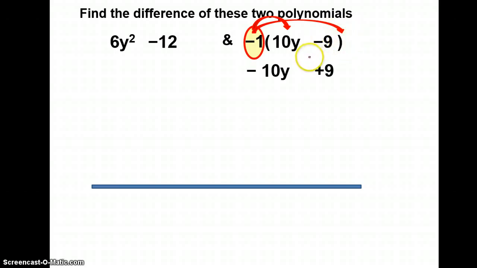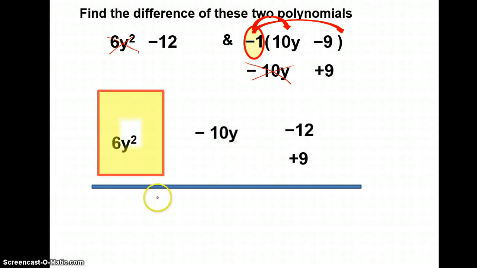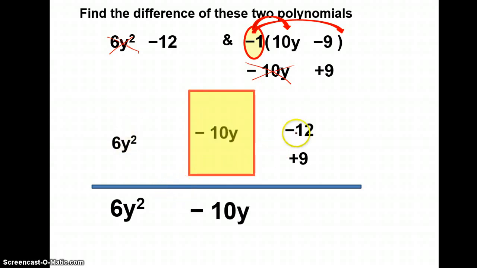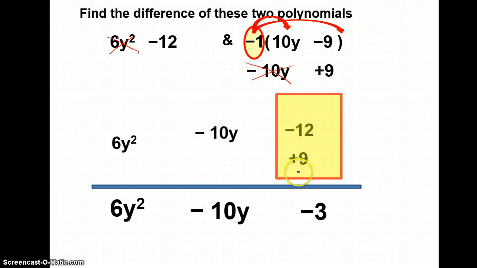All right, so now let's group together our x squareds. There's only one of them. I'm sorry, our y squareds. There's only one of them. So you're going to be alone. Let's deal with just y's. Again, there's only one of them. And numbers. So our response should be 6y squared, 10y, and you guessed it, negative 3.